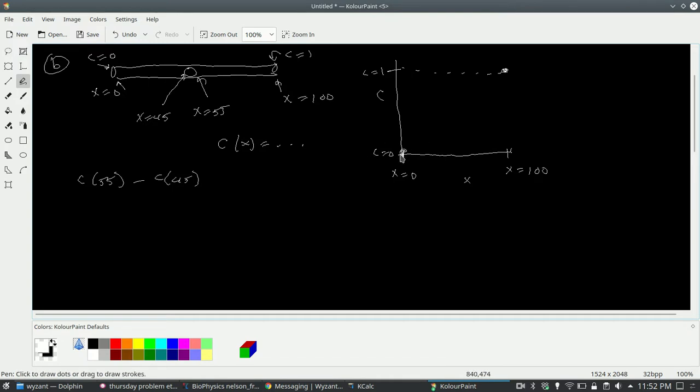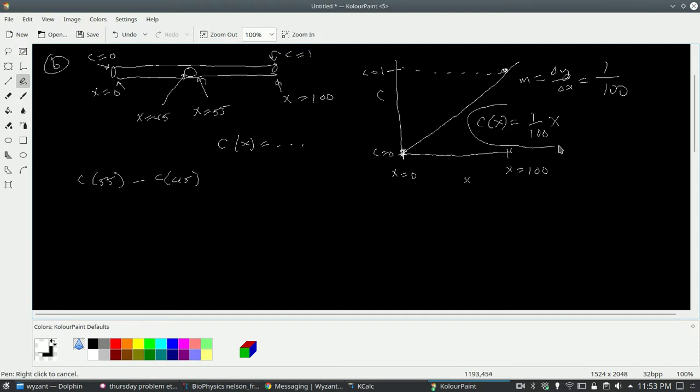This is a steady state, so that means it's a straight line relationship, and this is a line with the equation y equals mx plus b. The m is the slope, change in y over change in x, and change in y is 1. Change in x is 100, right? So the equation of this line is C of x equals mx plus b, and b is 0, the y-intercept is 0 here.